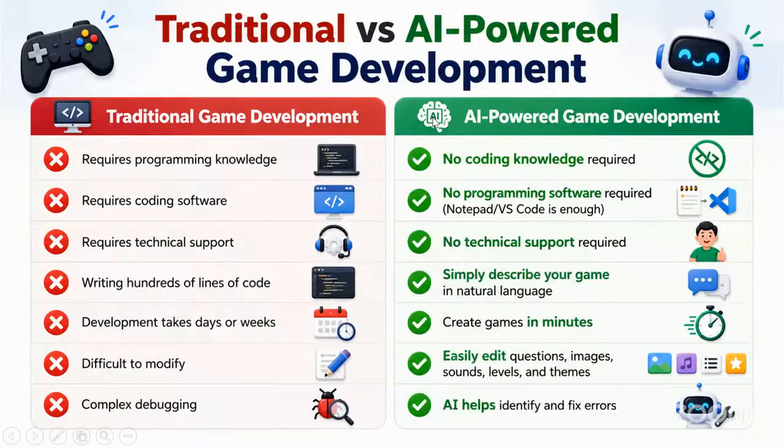Here you could see we are going to develop an AI-powered game. No coding knowledge is required, no programming software, and no technical background. The only thing we are going to use is Notepad, and you can simply describe your game, and it will create the game in minutes, and then we can edit and fix the errors if it has errors or bugs in our game.